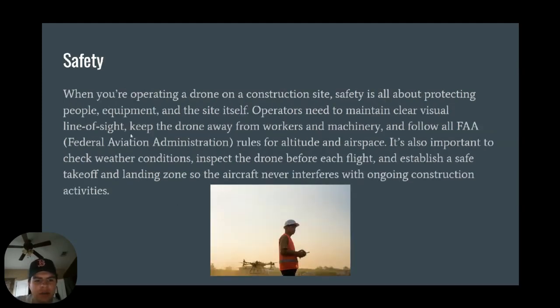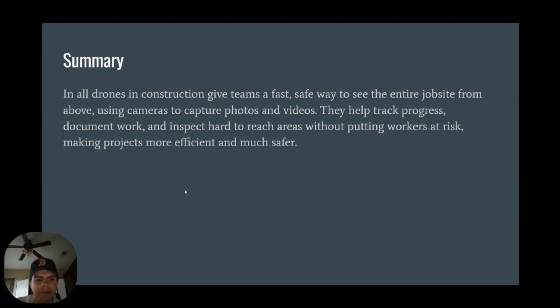Safety. When you're operating a drone on a construction site, safety is all about protecting people, equipment, and the site itself. Operators need to maintain a clear visual line of sight, keep the drone away from workers and machinery, and follow the FAA, Federal Aviation Administration, rules for altitude and airspace. It's also important to check for weather conditions, inspect the drone before each flight, and establish a safe takeoff and landing zone so the aircraft never interferes with ongoing construction activities.